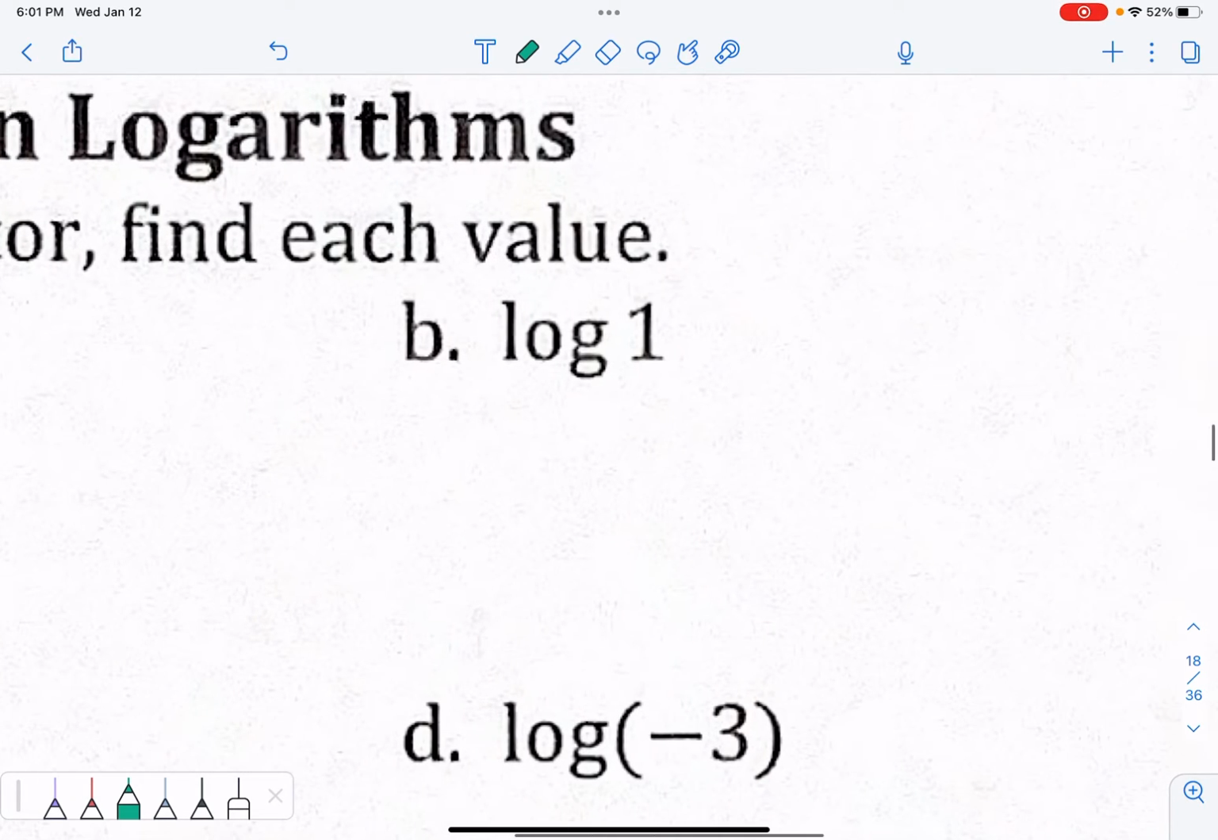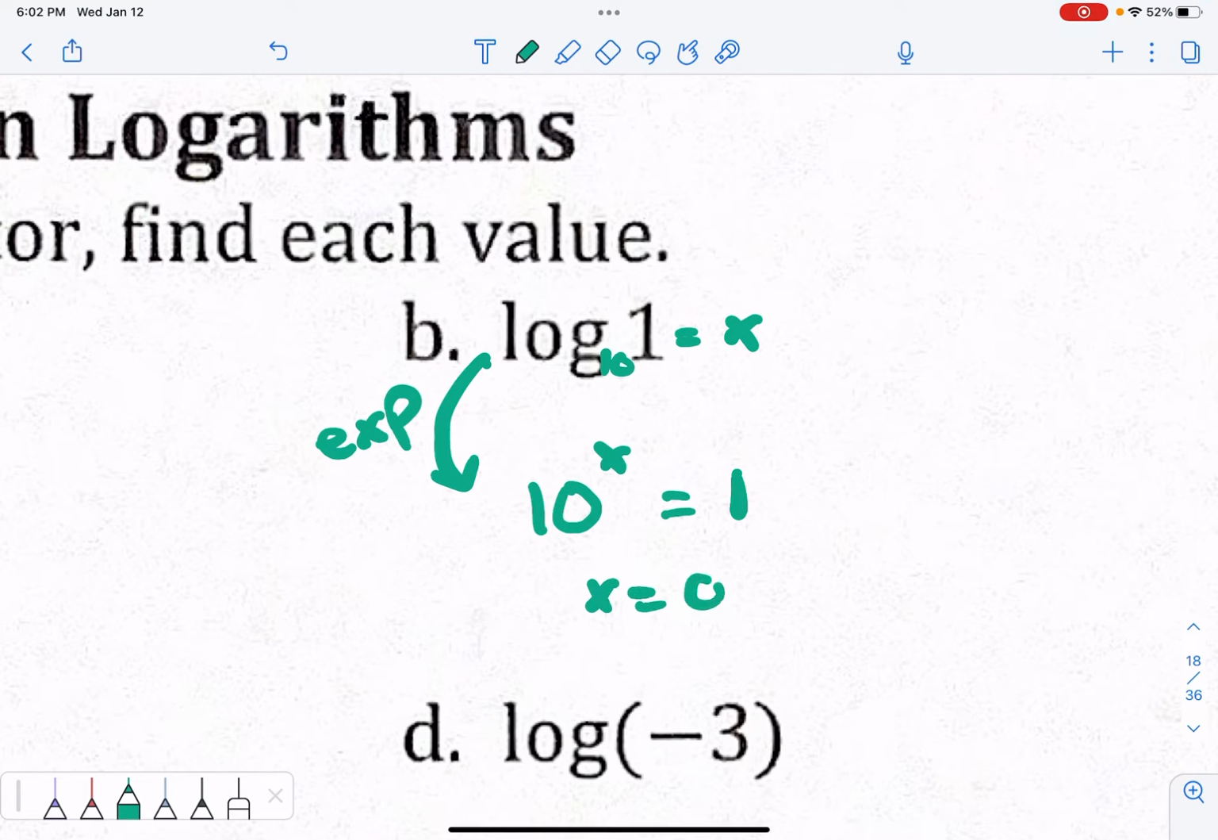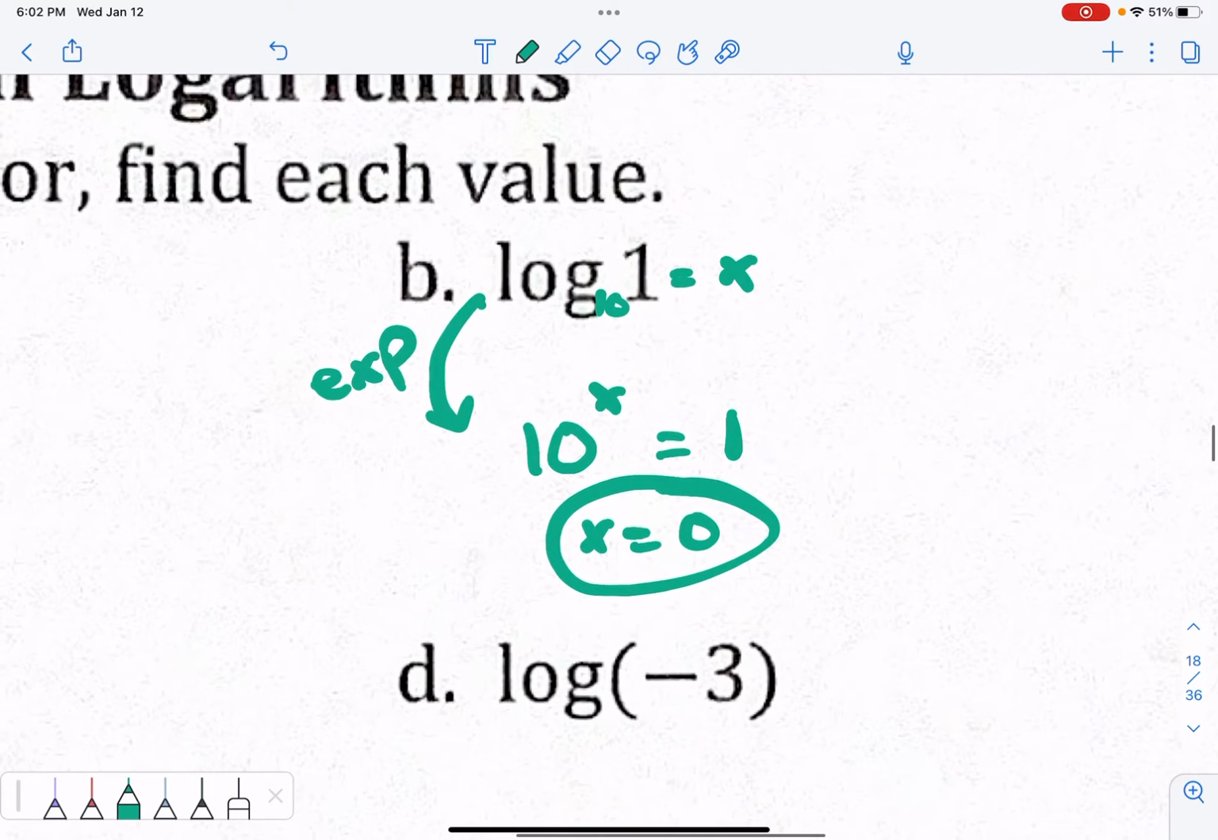If we go over to B, again, this is a base of 10. I'm going to say equals x. And if I make it an exponential function, it says 10 to the x power equals 1. And so we're like, okay, how many times do I have to take 10 times itself to get the number 1? Well, we know that anything to the 0 power is 1. So 10 to the 0 power is 1, and that's what x has to be in this case, okay?